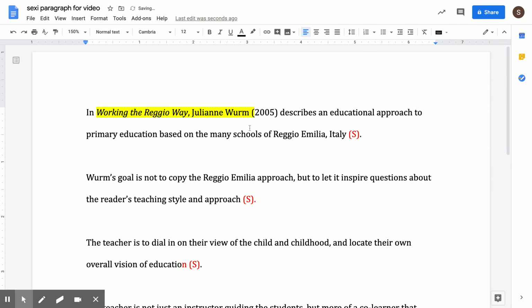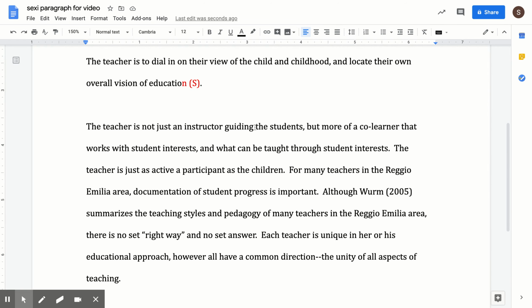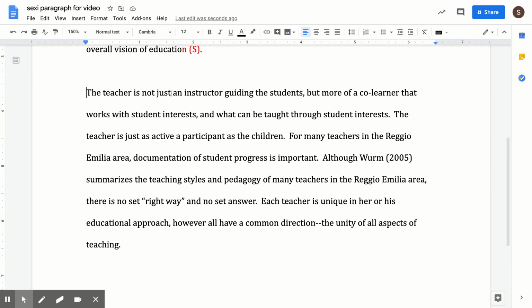Again, we're still looking to see if there's an E that describes the educational approach to primary education based on the schools of Reggio Emilia. We still kind of want to know, okay, well, what is Reggio Emilia, right? I've kind of told you what it is, but we haven't seen it show up in the paragraph yet. The teacher is not just an instructor guiding the students, but more of a co-learner that works with student interests and what can be taught through student interests. Oh, well, that's a nice sentence. But it doesn't describe what Reggio Emilia is. It might if there was a little bit more going on above. This describes what the teacher's role is in Reggio Emilia. So again, we have another statement.